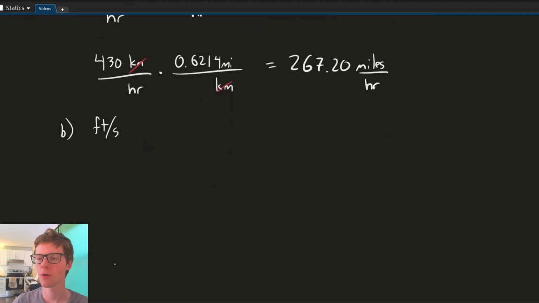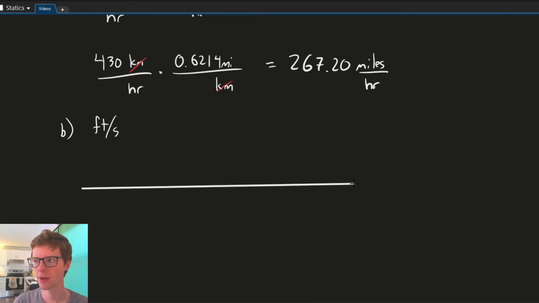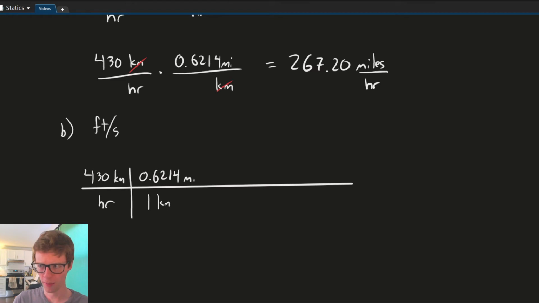We can copy and paste it, or we can just rewrite it. I'm just going to rewrite it because I want to make a larger line here. Let's make it that long. All right, so we have 430 kilometers per hour. Then we have 1 kilometer, 0.6214 miles. 1 mile contains 5,280 feet.